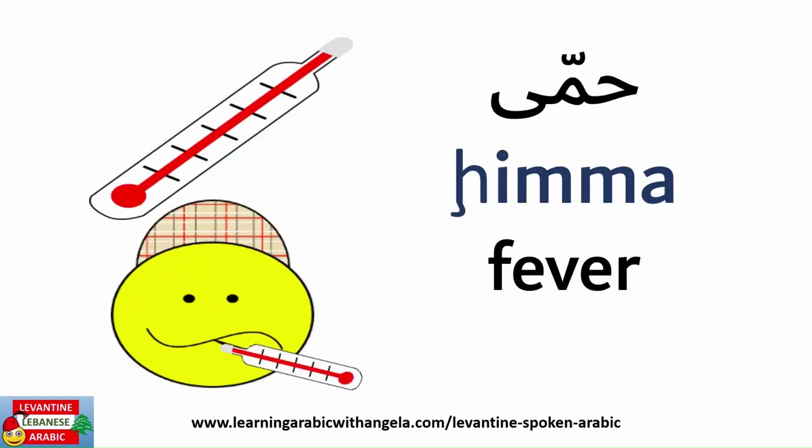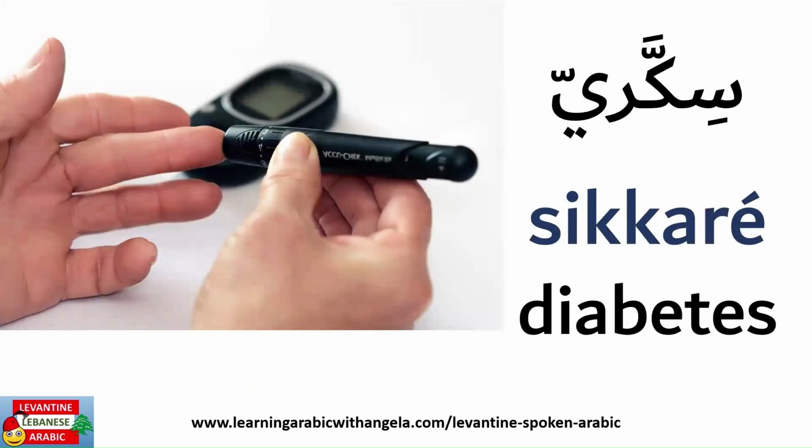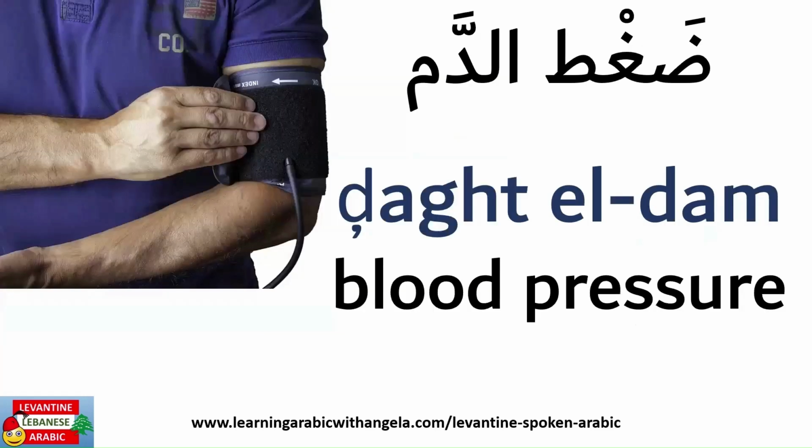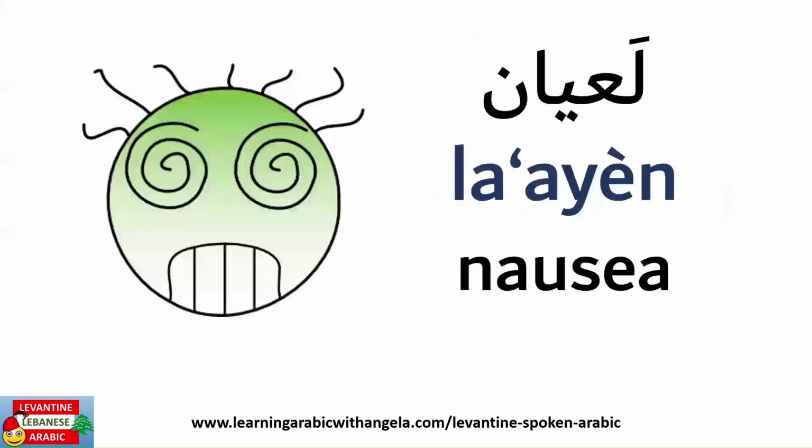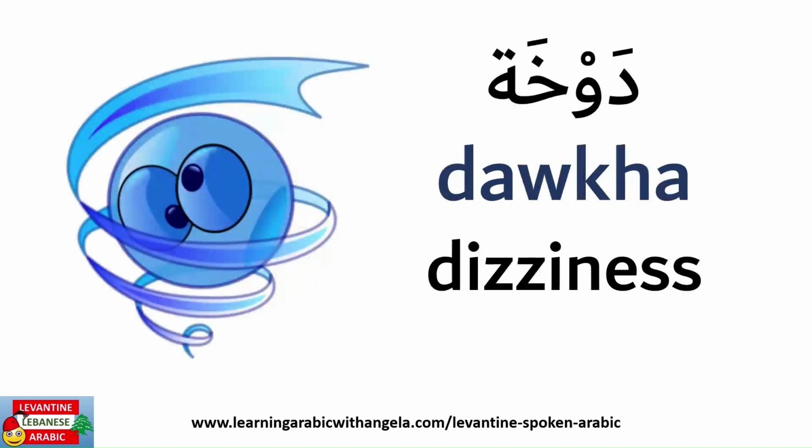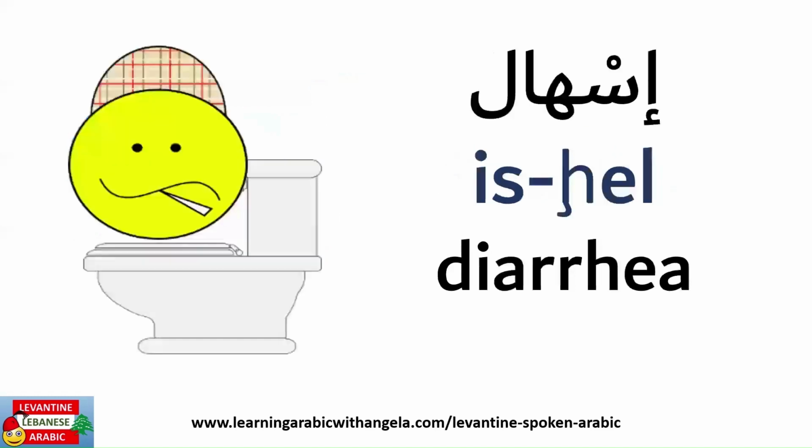حمى, fever. سكري, diabetes or blood sugar. ضغط الدم. ضغط means pressure. دم means blood. Hence ضغط الدم, blood pressure. لعيان, nausea. دوخة, dizziness. إسهال, diarrhea.